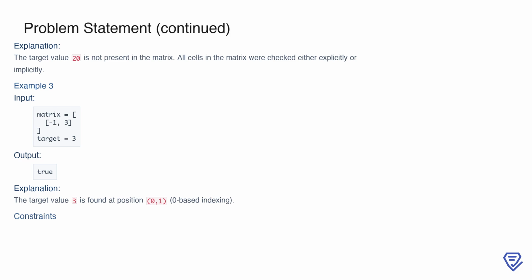To further solidify the concept, let's look at one more example. Imagine a smaller matrix with just one row, containing the values -1, 3. Here, the target is 3. The output for this example is true, as the target value is found at position 0, 1 using 0-based indexing. These examples illustrate how the algorithm efficiently determines the presence of the target in the matrix.